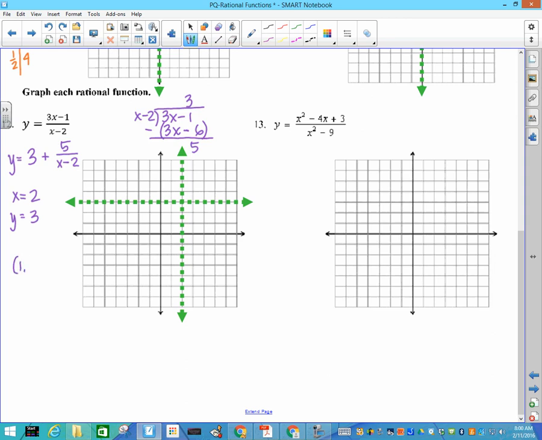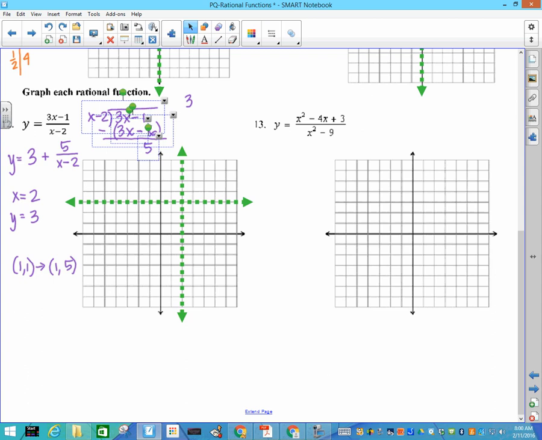So remember, my 1, 1 point becomes 1, 5. And so if I go over 1, I'm going to go up 5. 1, 2, 3, 4. I'm up there. I'll move this out of the way. Okay, I didn't get the 3. Let's move the 3. There we go. All right, so when I plot it, I'm going to go over 1, up 5. And I'm going to go over 5, up 1.